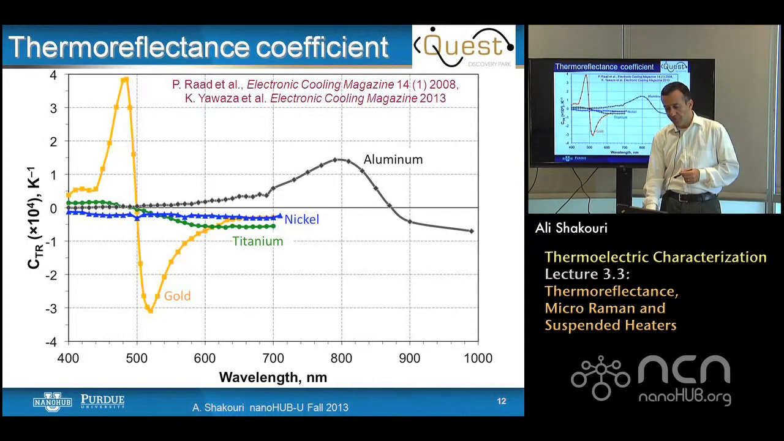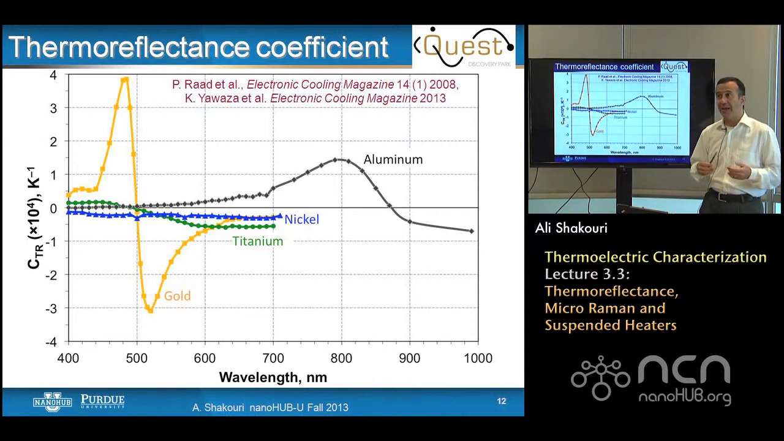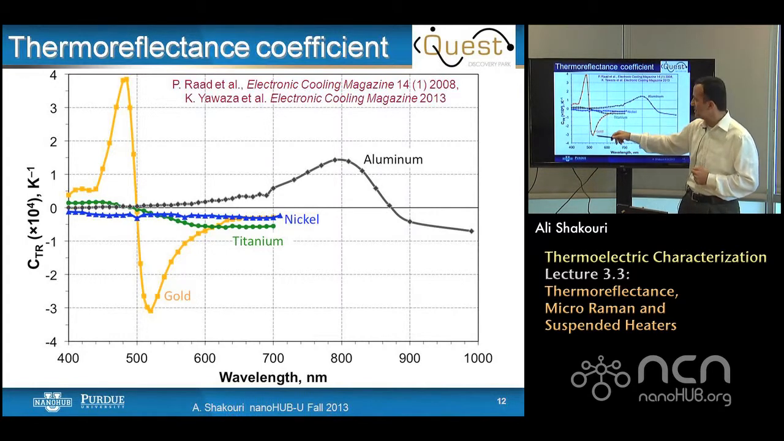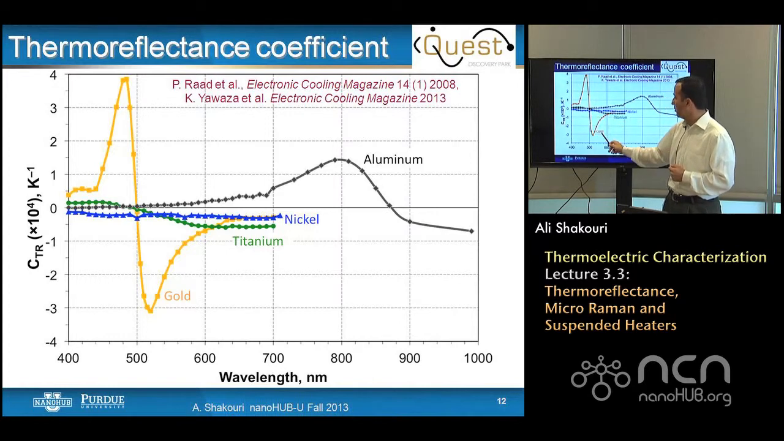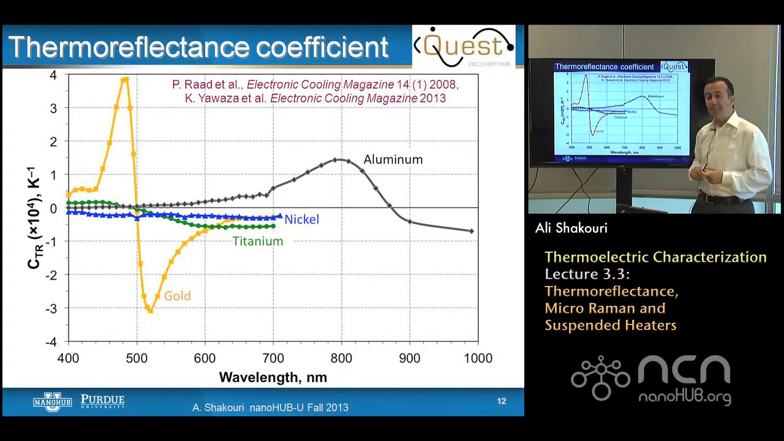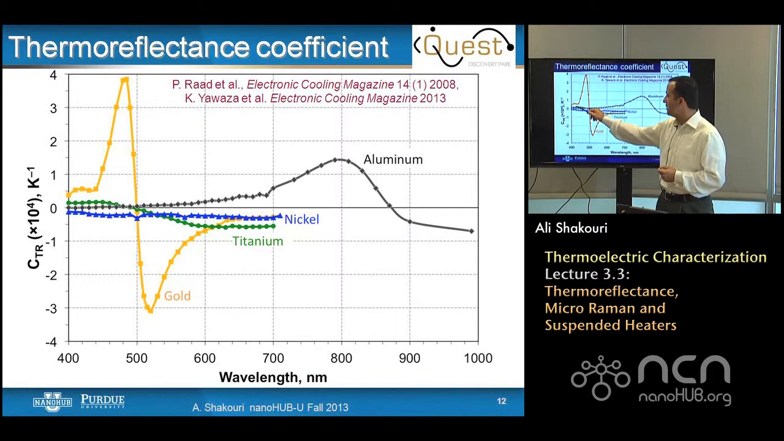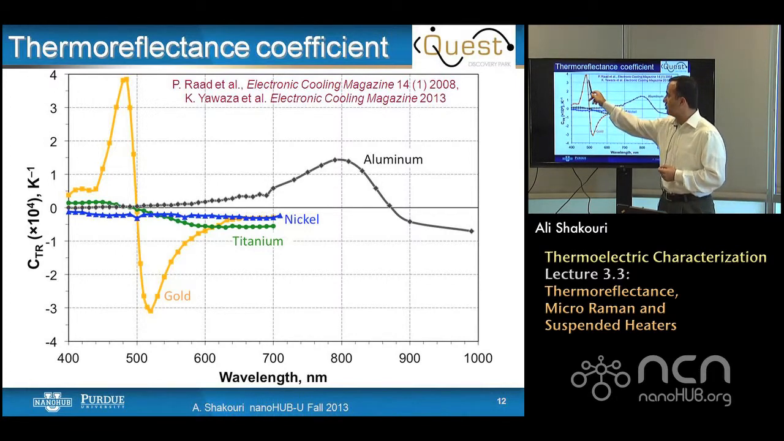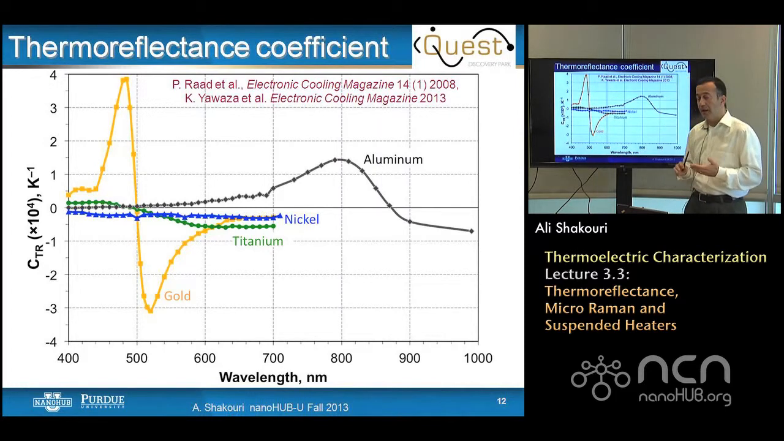How do you get from a measured reflection to a value of the temperature? You need to know the thermoreflectance coefficient. This is something that you can look up in the handbooks. The thermoreflectance coefficient, in units of 10⁻⁴ per degree Kelvin or per degree Celsius, is given for gold, titanium, nickel, and aluminum. You can see that most of these curves have a shape that has a peak at some point, and it could be positive or negative.